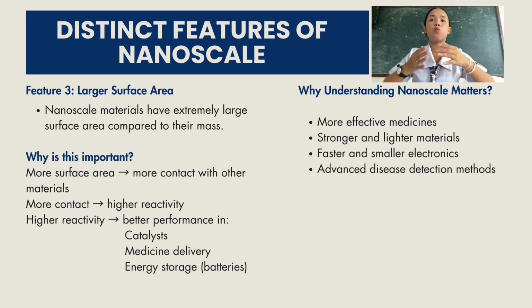So why does understanding the nanoscale matter? Because we get more effective medicines, stronger and lighter materials, faster and smaller electronics, and advanced disease detection methods. In conclusion, at the nanoscale materials act differently from what we see in normal sizes. They can work closely with tiny biological structures, and this helps us make better medicines, faster electronics, and useful new technologies. And that's all for my part.